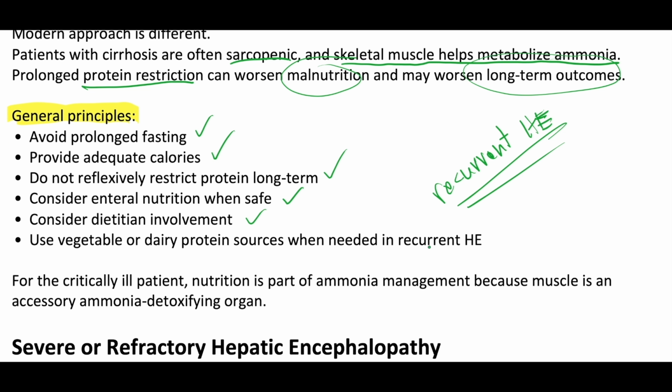So for critically ill patients, nutrition is part of ammonia management because muscle is an accessory ammonia detoxifying organ, and we need these patients to build up as much muscle as they can because they're often sarcopenic.